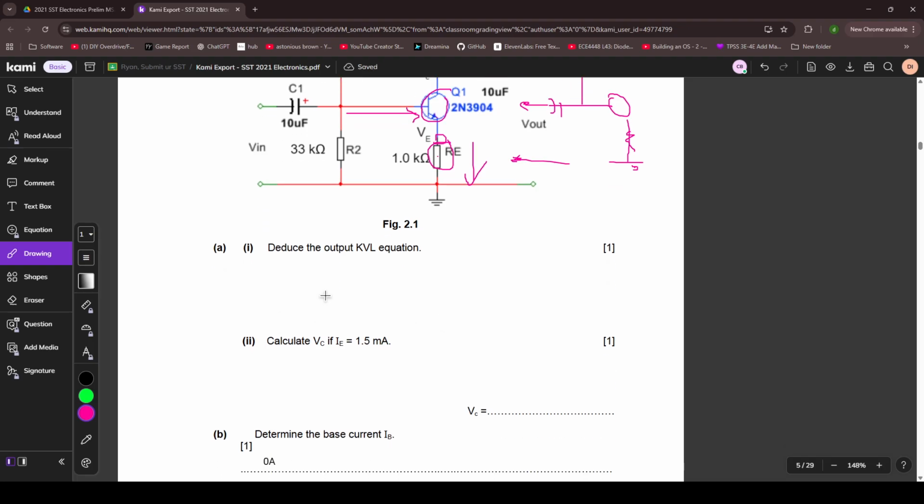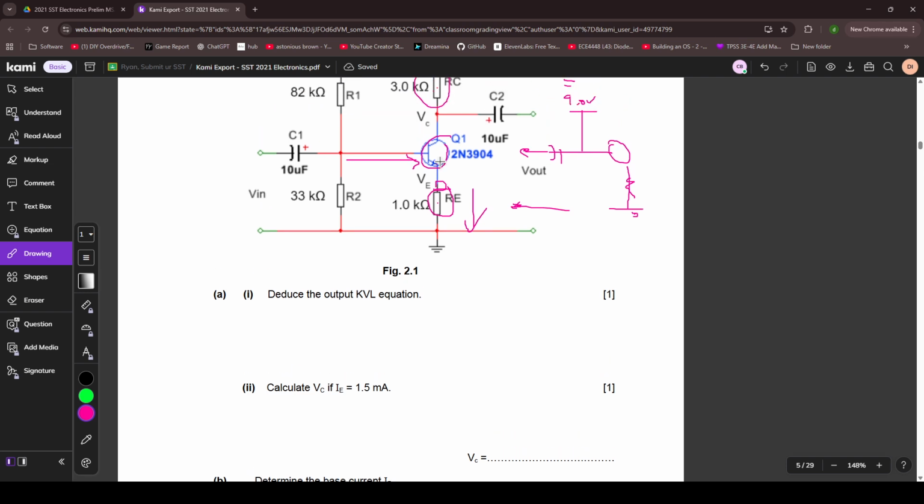Okay, let's just move on. Calculate VC if IE is 1.5 milliamps.